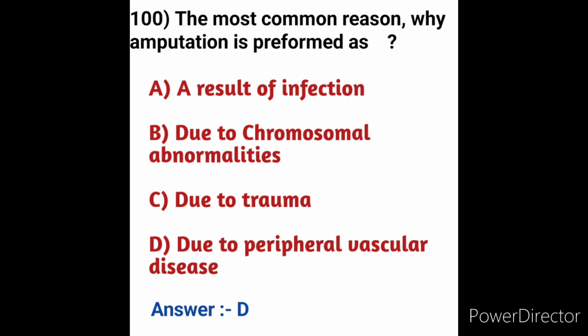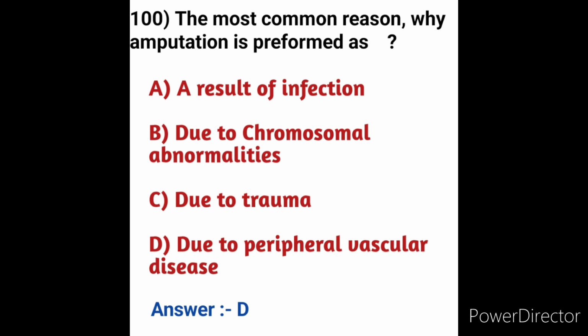Due to infection and due to trauma, we can go for amputation, but the most common reason is peripheral vascular disease. The most common causes leading to amputation are diabetes mellitus, peripheral vascular disease, neuropathy and trauma. The most common reason for amputation is a wound that does not heal. So here option D is the correct answer.